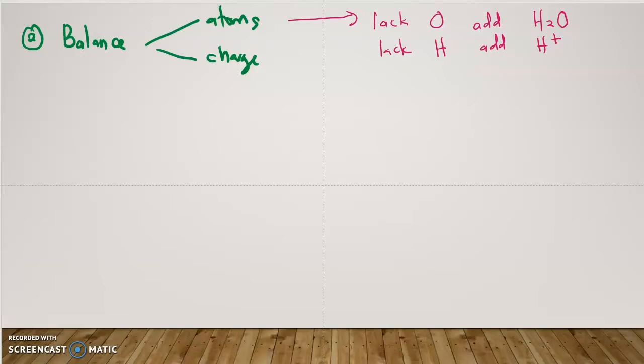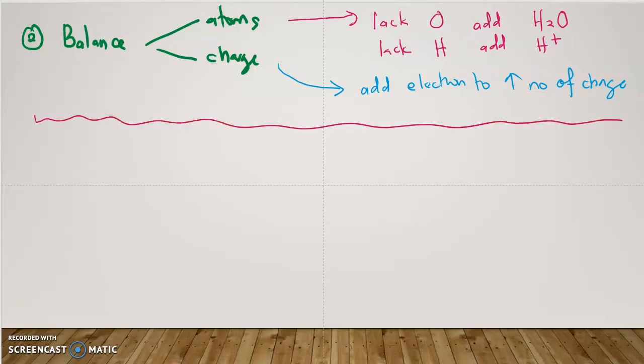How about charge? For charge, we add electron to the higher number of charge. I will explain it later. So this is the concept that you have to understand, right? So first we go to the first half equation.